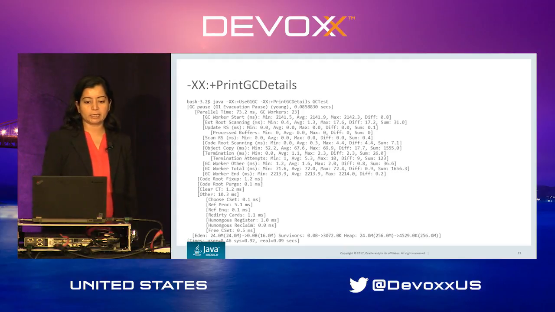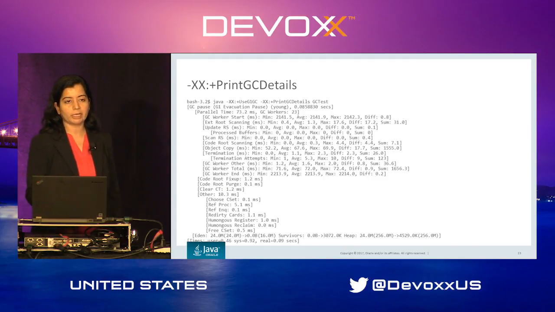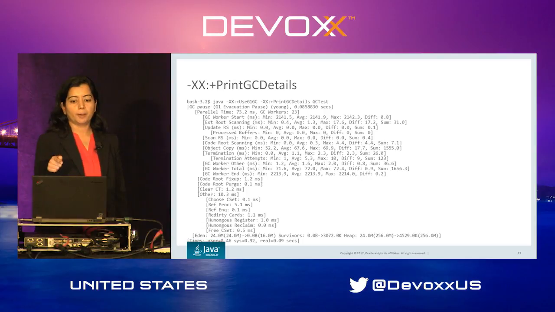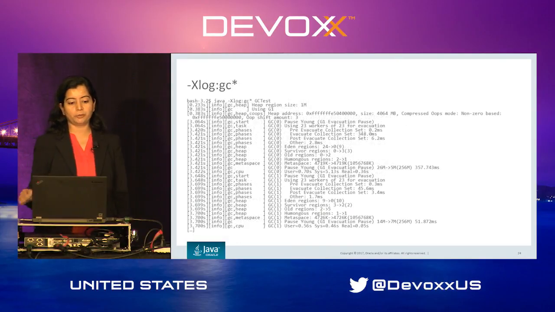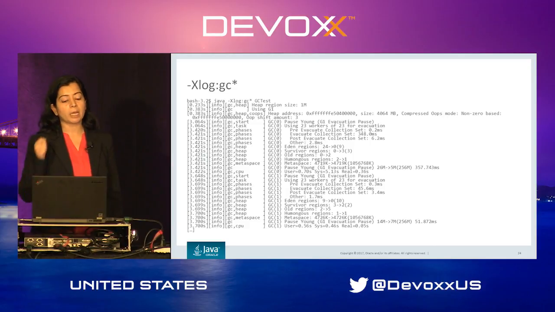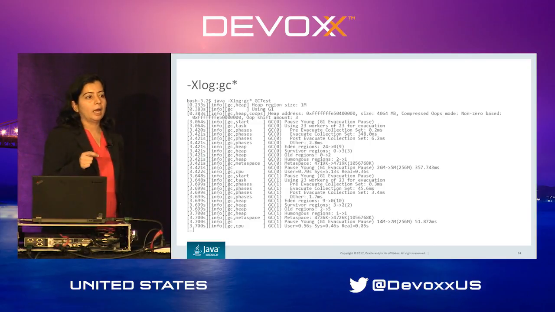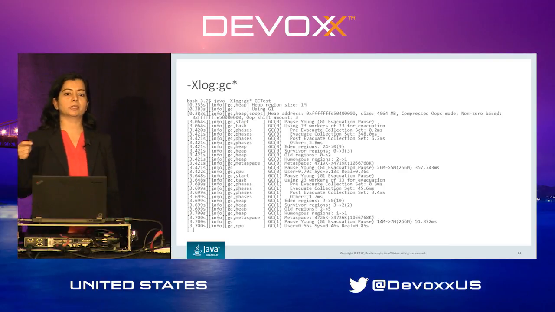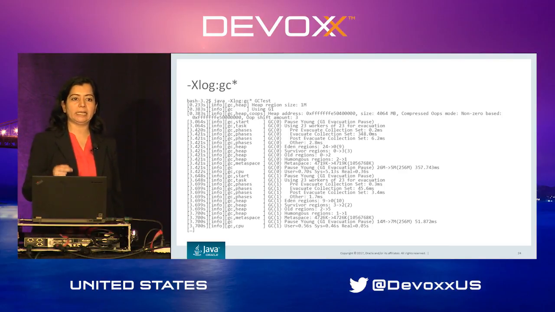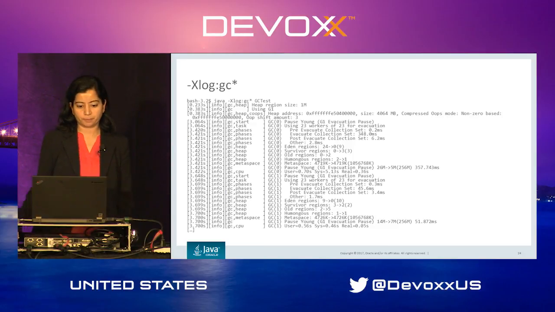PrintGCDetails, again with the G1 collector with JDK 8, this is the information that we used to get with PrintGCDetails. In Java 9, we need to use -Xlog:gc*. So by gc star, or asterisk, we are saying that please log messages that include at least the GC tag in them, and they may have other tags associated with them.